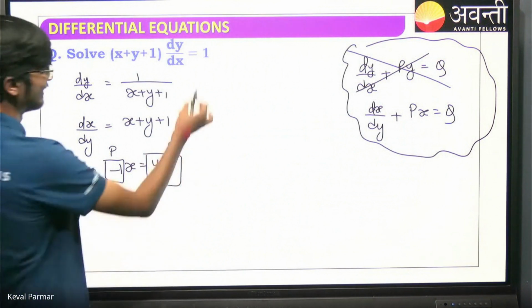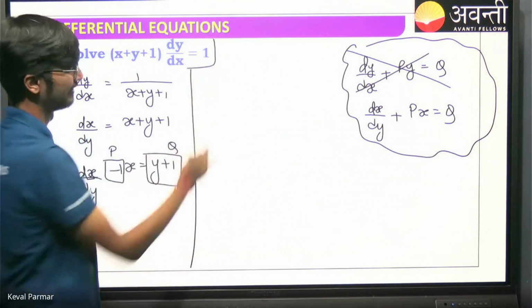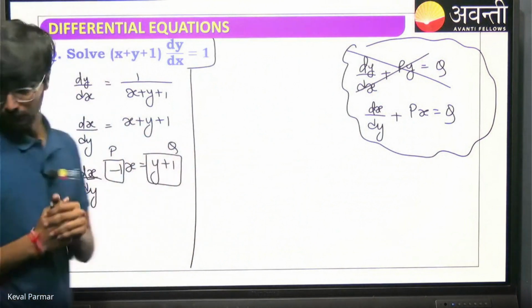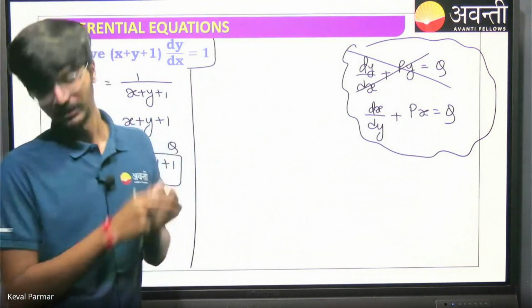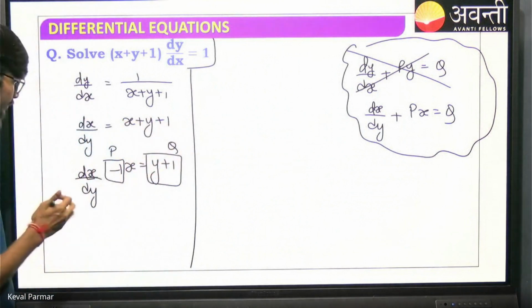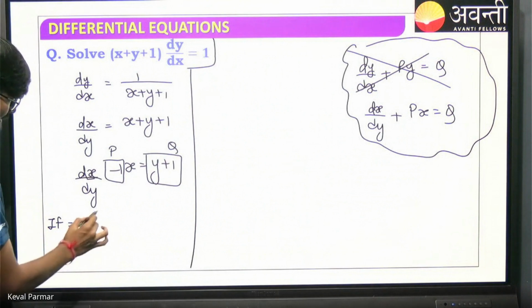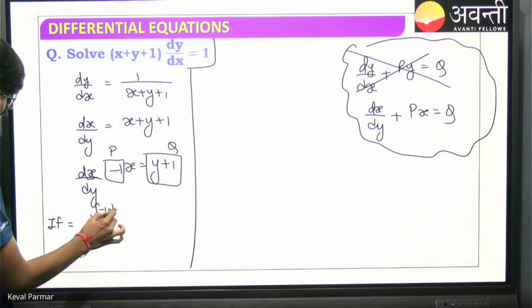So now this format is changed into the second one, so my answer will also change accordingly. Did you get the answer? No. So now you can start with me. Let's start. What was the integrating factor? It was e raised to integration of P dy.